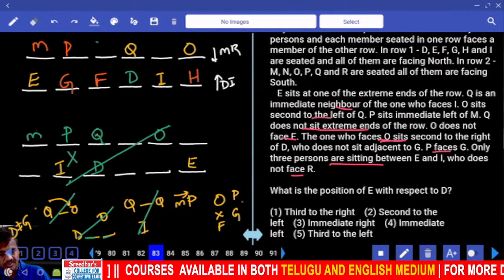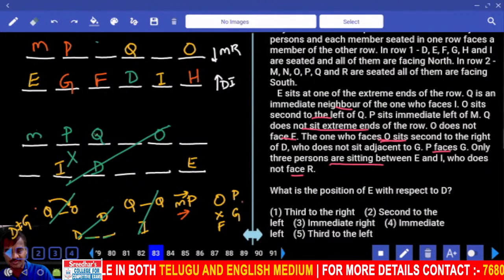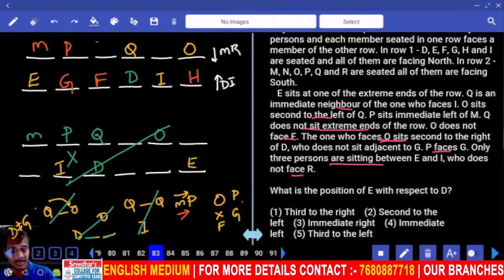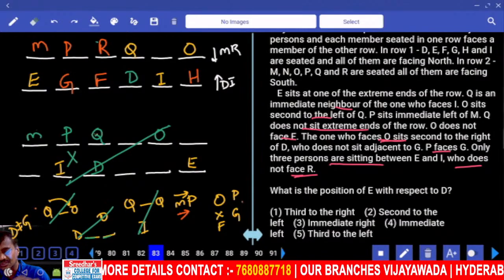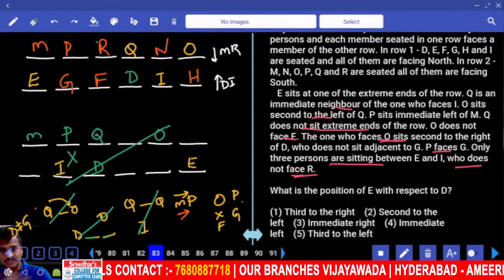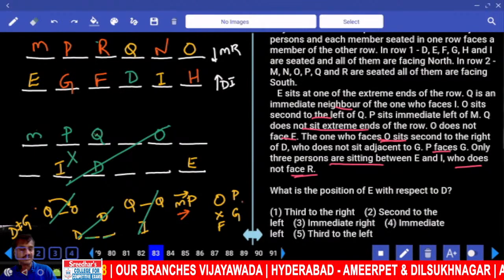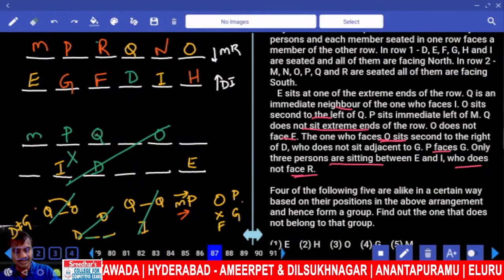Then next one, P is to the immediate right of M. Then any other information we have? I does not face R. R is here. If R is here, N is here. Now this is the final arrangement where these 12 persons were seated in two different rows, questions 83 to 87.